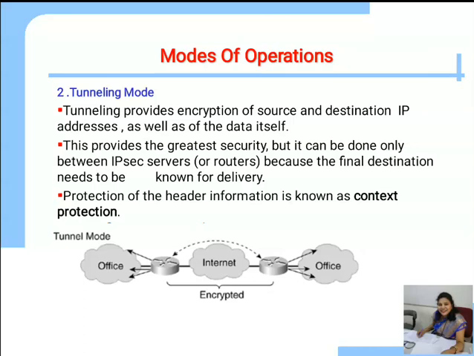So it provides the greatest security, but it can be done only between IPsec servers or routers, because the final destination needs to be known for the delivery. As in tunnel mode, the original IP header is encrypted, meaning the original source and destination IP addresses are encrypted. So the new IPsec header contains the source and destination IP address of the server or routers of the sender and receiver. The protection of header information is also known as context protection. In transport mode, it is content protection because it only secures the data, but in tunneling mode, it is context protection because it secures data as well as the IP header also.